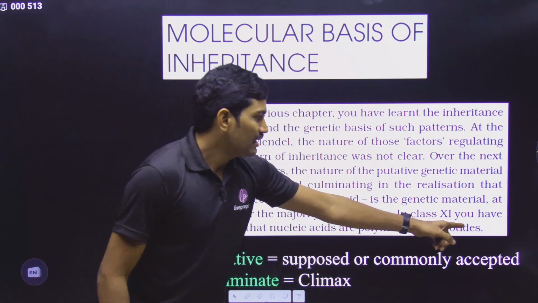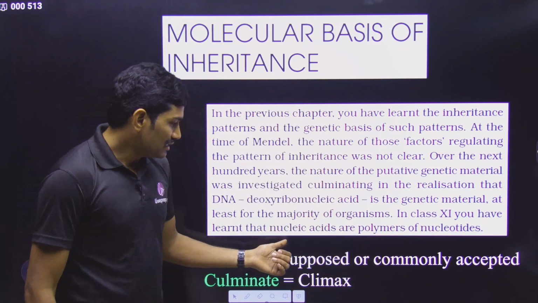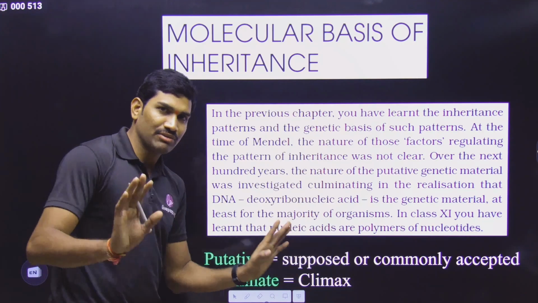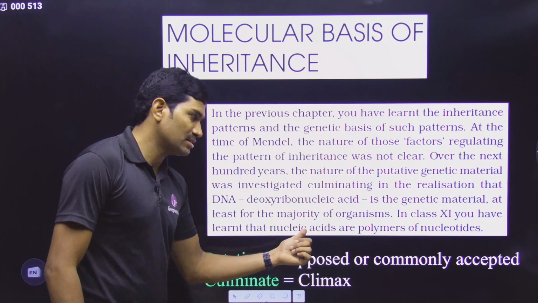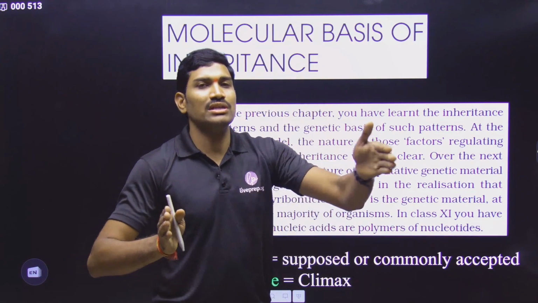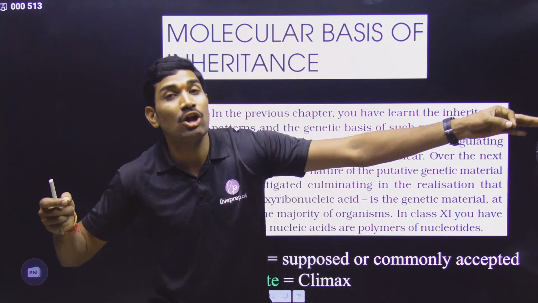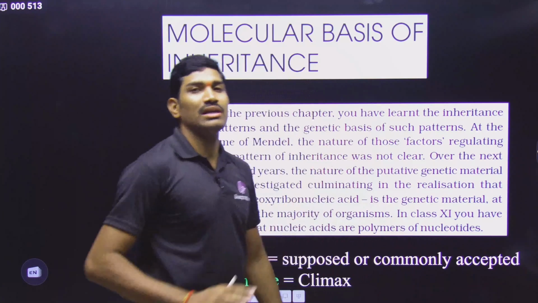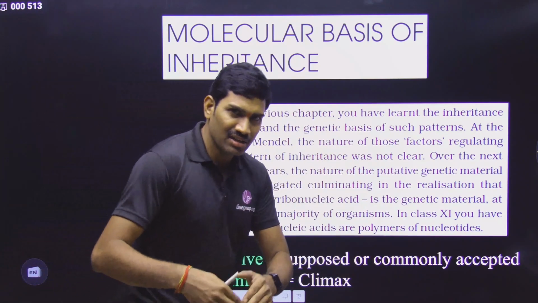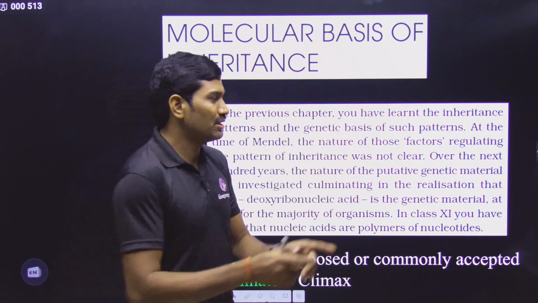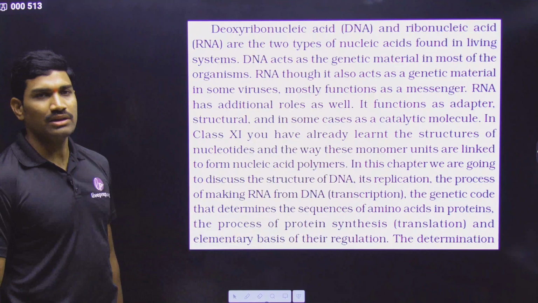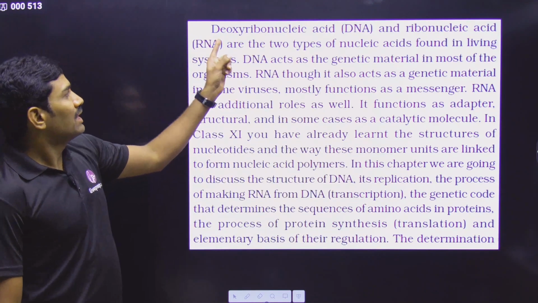Next one. In class 11th, you have learned that nucleic acids are polymers of nucleotides, whether it is DNA, RNA, whatever it is. Both of these are called nucleic acids. Nucleic acids are polymers of nucleotides. That means many nucleotides will attach to each other and form a long polymer called a nucleic acid. Very simple information. Whatever is our regular class content, you need to interlink with NCERT. Then only your preparation will be the best. Okay, now let us continue with the next paragraph.